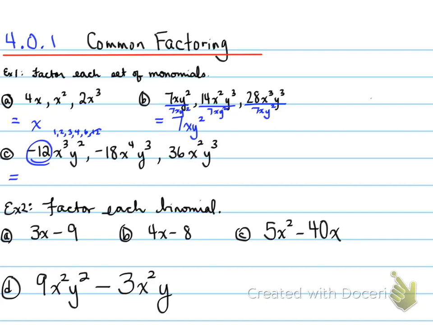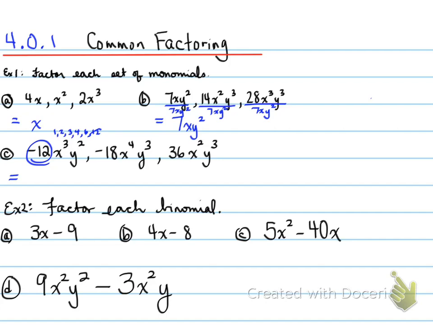Or we can start with the biggest number. Let's try with the biggest one. Let's see, 12. Can 12 be divided by all of these? We know it can be divided out of here. We know it can be divided out of here, but it can't be divided out of here. So 12 is out. Let's go down to 6.